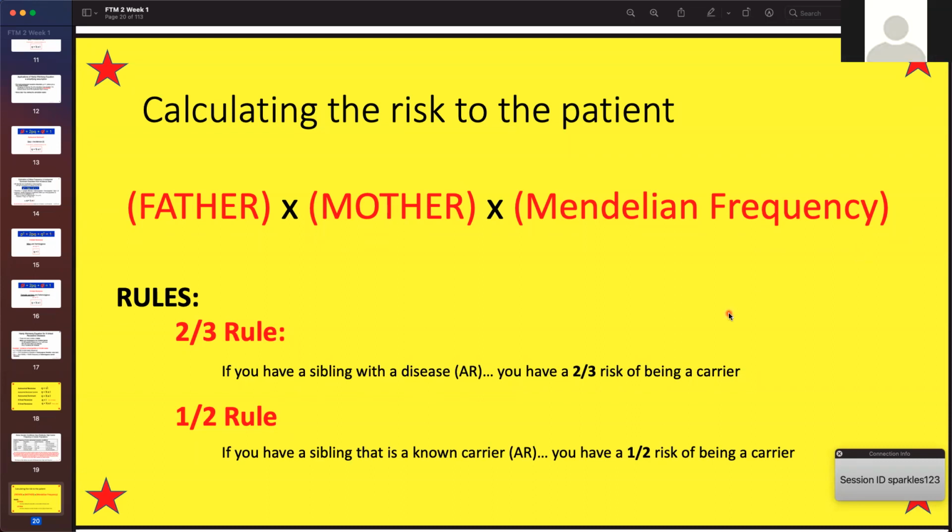May I ask a quick question in regards to these rules? I was solving a problem and I thought it was the 1/2 frequency of getting passed down, like the 1/2 rule you have here, but it was actually 1/3 because it was 2/3 times 1/2. So my question is, when does the 1/3 come into play?